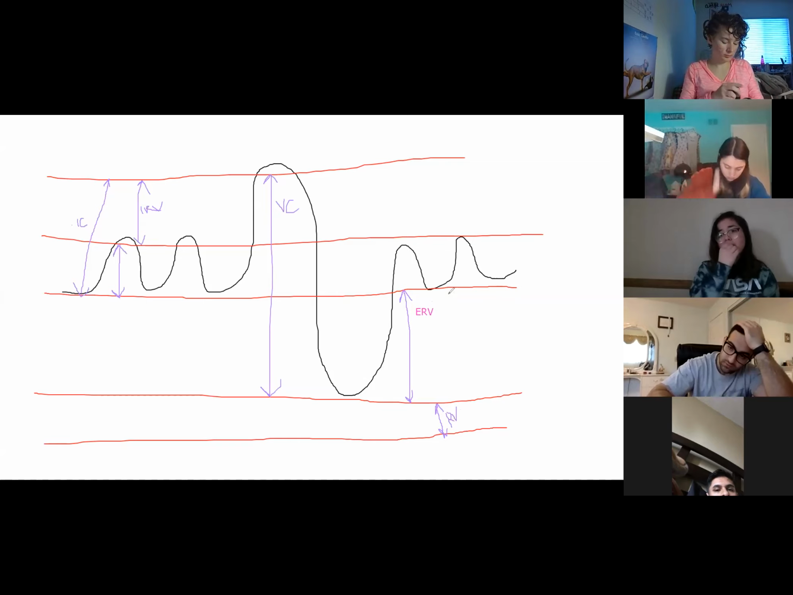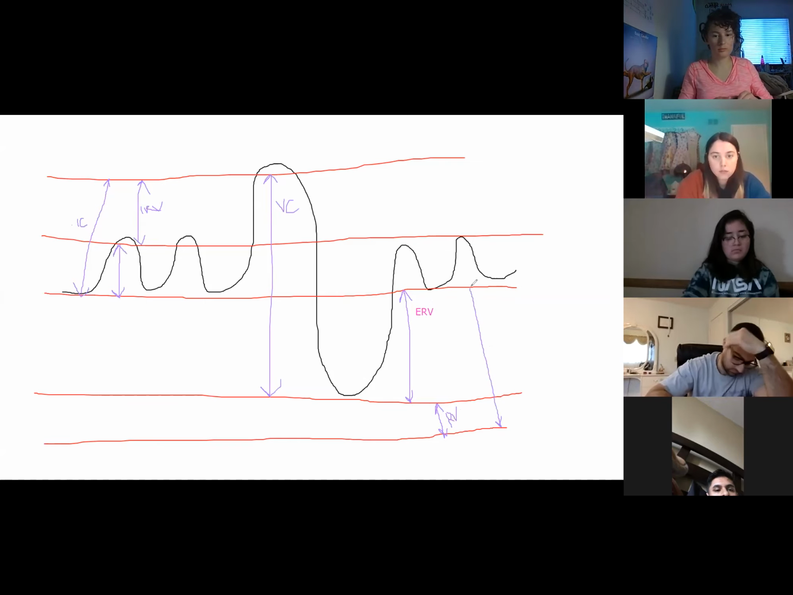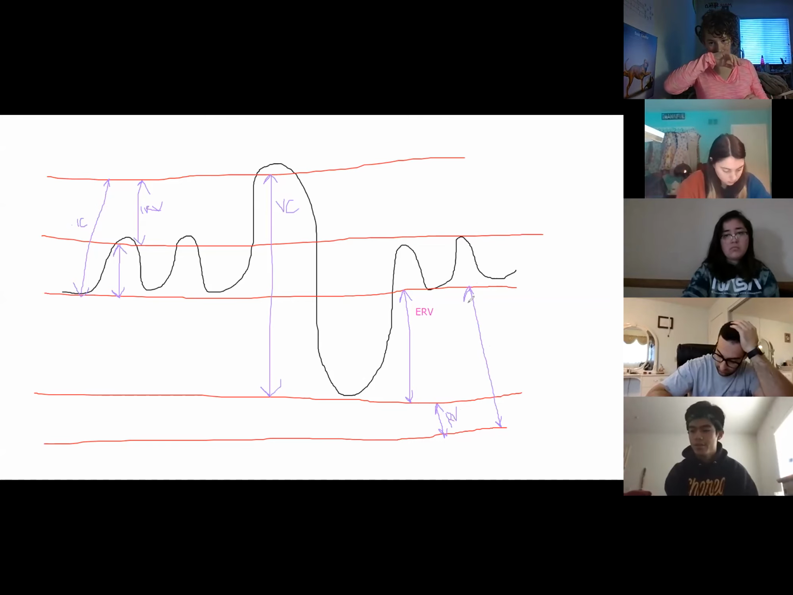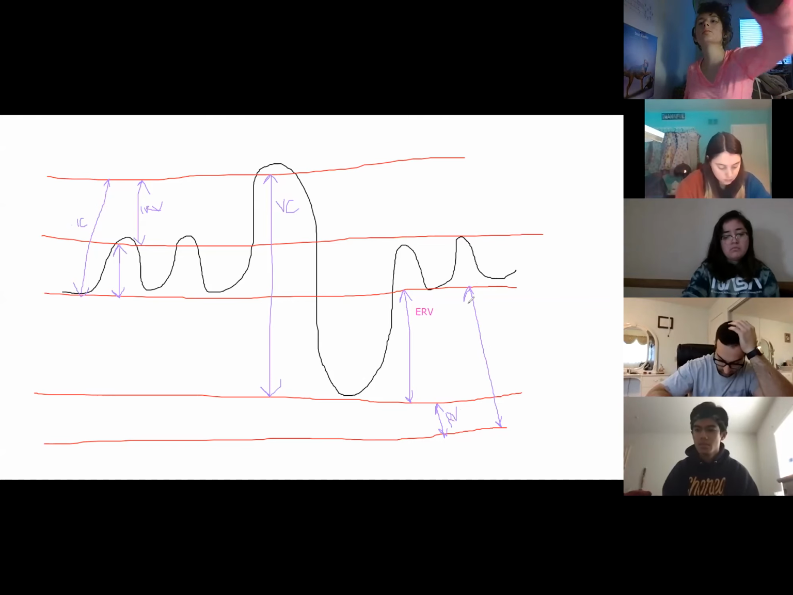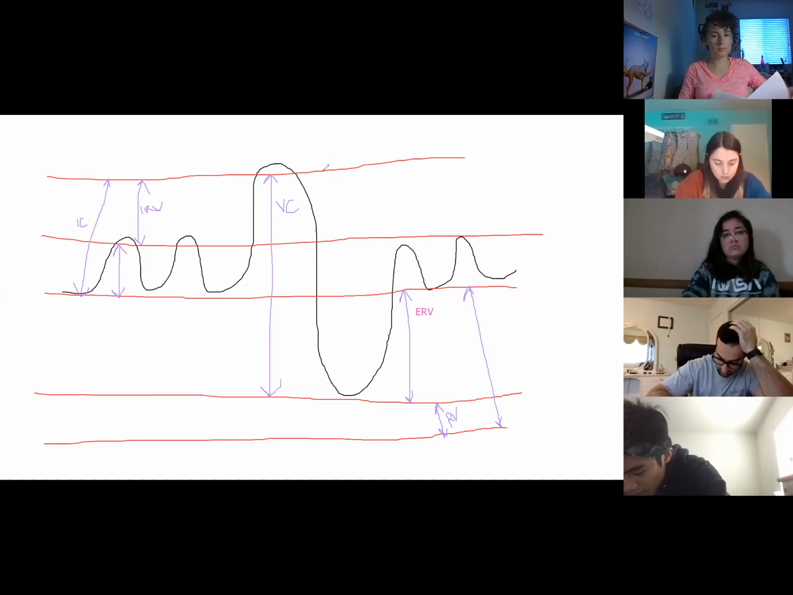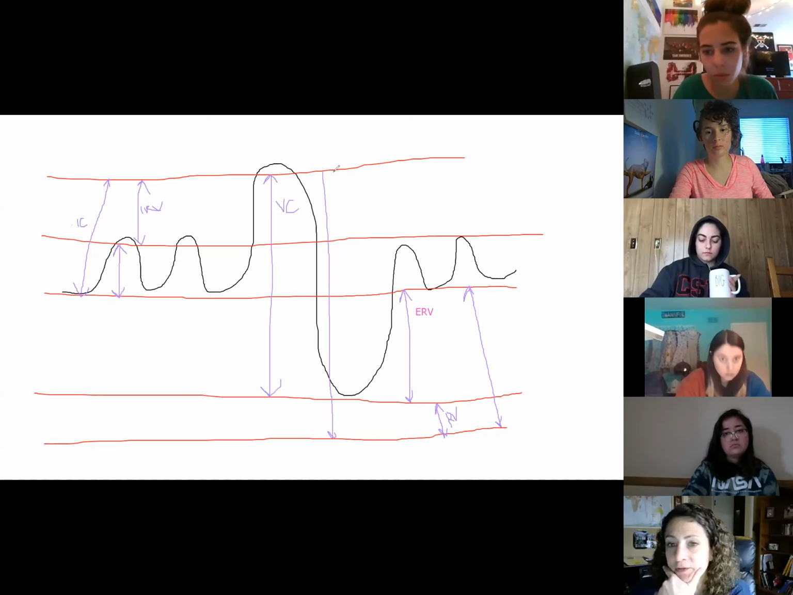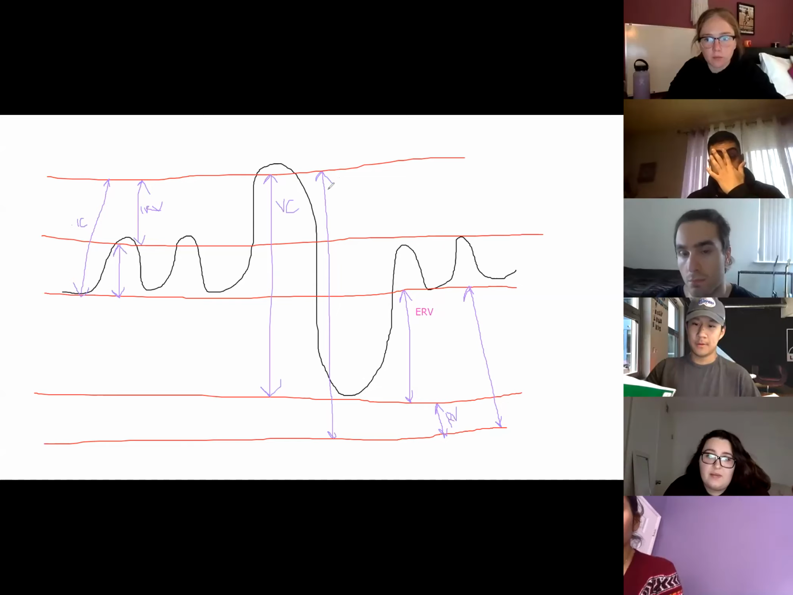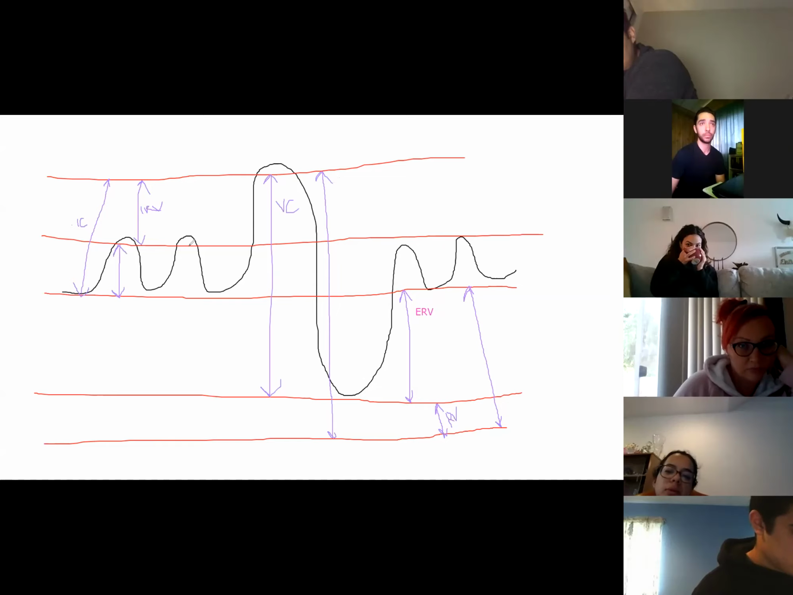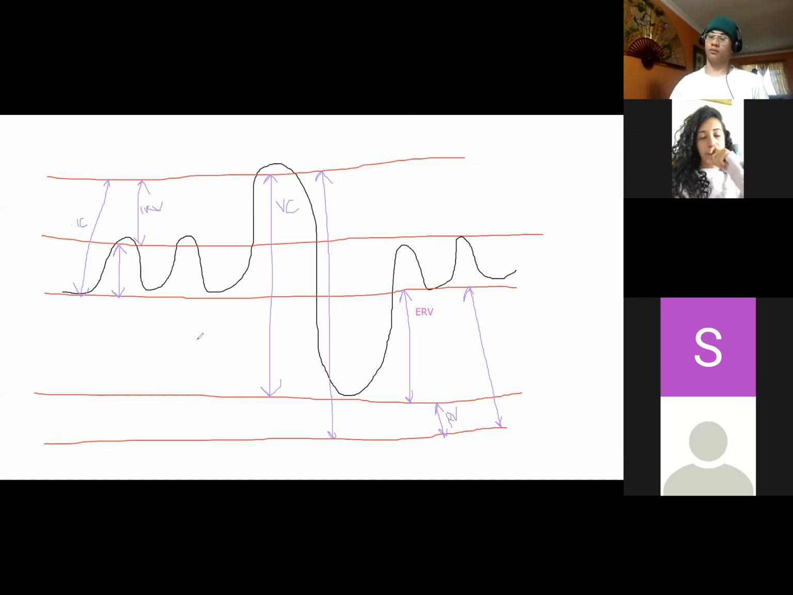Residual volume. And then if we combine those two, Justin, what would that be? That would be your functional residual capacity. Yes. Okay, and then if we look at the vital capacity and include residual volume, Lauren, what would that one be? That'll be total lung capacity. Good. Okay, do you guys have any questions on any of those?